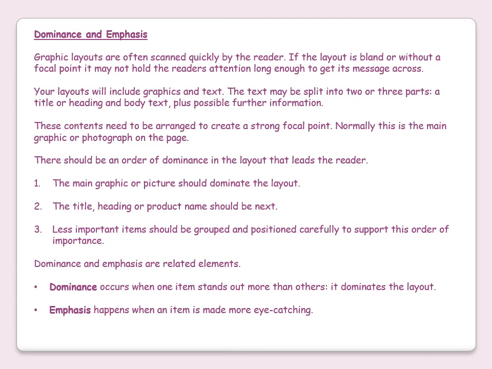There should be an order of dominance in the layout that leads the reader. The main graphic or picture should dominate the layout. The title, heading, or product name should be next. The less important items should be grouped and positioned carefully to support this order of importance. Dominance and emphasis are related elements. Dominance occurs when one item stands out more than others. It dominates the layout. Emphasis happens when an item is made more eye-catching.